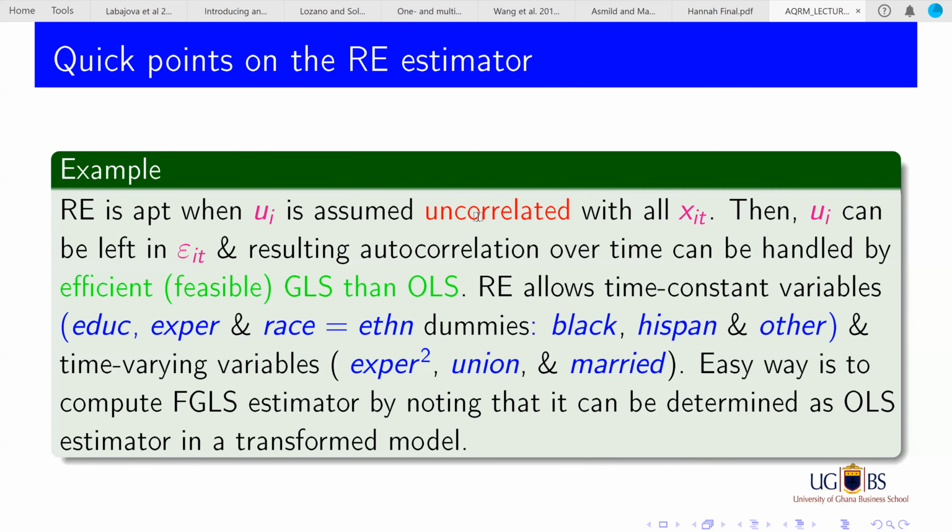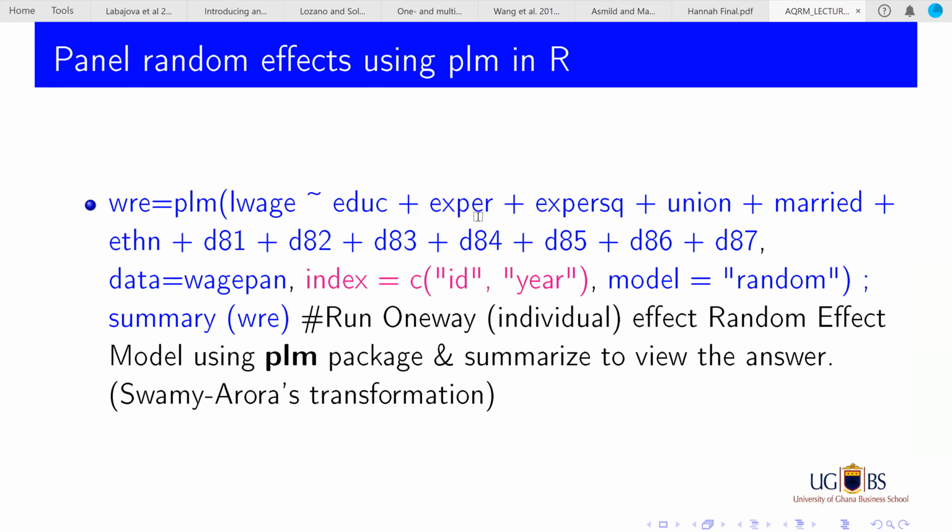It can be handled by the feasible GLS and the OLS. We've made this point already. It's just a slight repetition. The random effect allows time constant variables to appear. I've also made this point. All right, so let's go and do the random effect in R. And then we'll select which of them is appropriate as far as these variables are concerned, because that's what most papers will do.